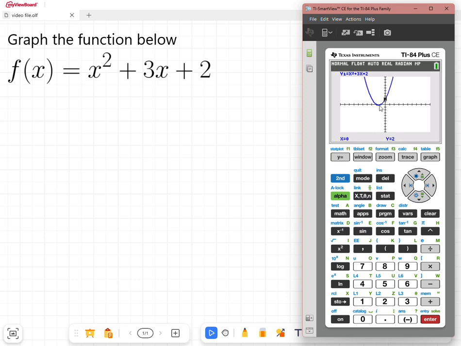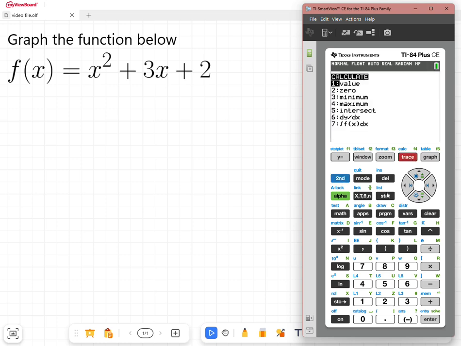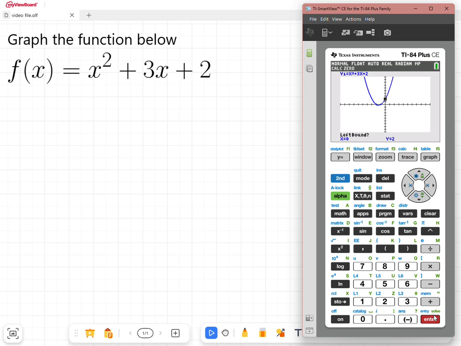I can also use that calculate menu to find those x-intercepts. Second trace, and I'm going to select 0. And you'll notice when I do that, it takes me to the graphing screen and asks me left boundary. It's asking me to give it an estimate of where I think this 0 is just to the left of it. And we think that 0 is at -2, so I'm going to go just a little bit past -2 and press enter to set that as the left search bound.